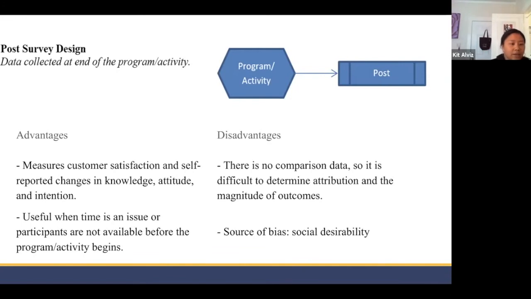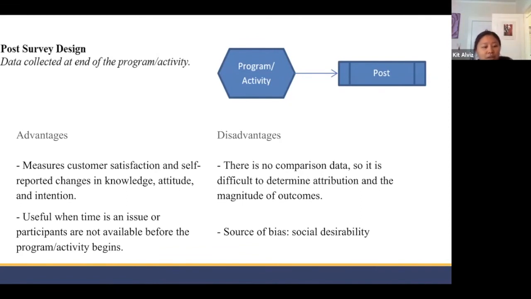So at the top here is a post-survey design, and this is for data that you want to collect at the end of a program activity. So the program happens, and at the end of the program or activity or event, you give out a survey. And so the advantages of this are that you can measure things like customer satisfaction. You know, did they have a positive learning experience? Did they enjoy the Zoom breakouts or the room or the coffee if you're in person?